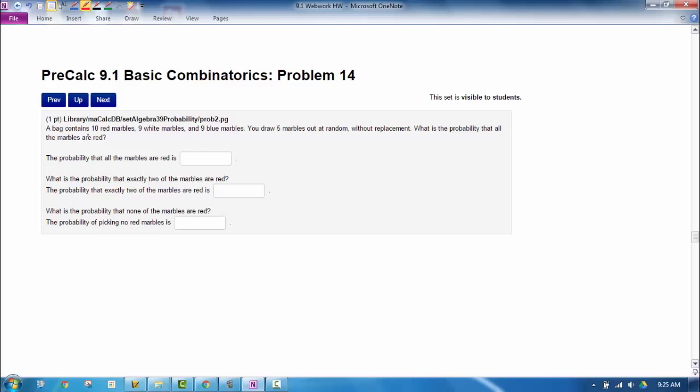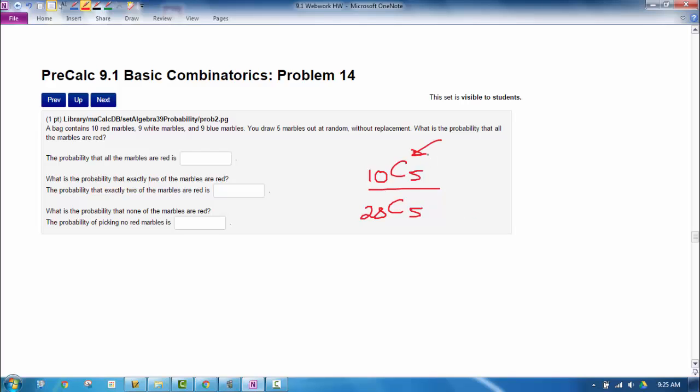Okay, the next problem says we have 10 red marbles, 9 white, 9 blue. We're going to draw 5 at random. We want to know the probability that all are red. Well, if all are red, we're choosing 5 from 10 divided by the total, which would be choosing 5 from 28, where order doesn't matter.